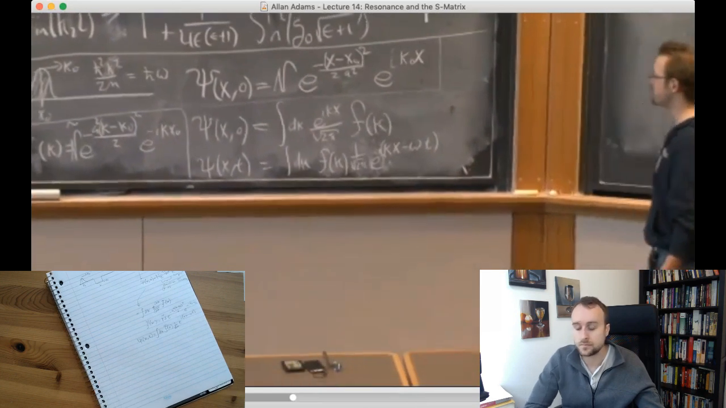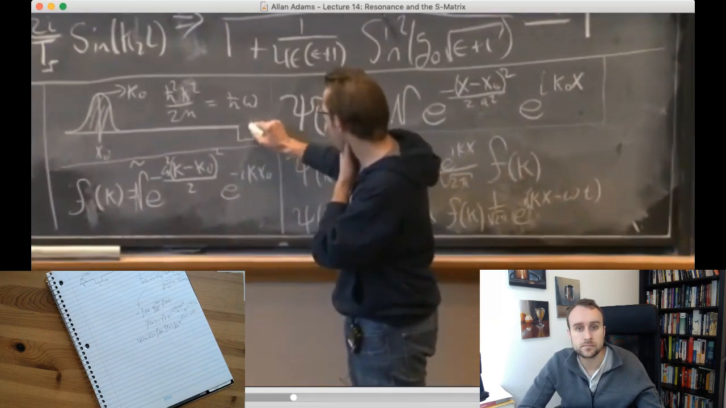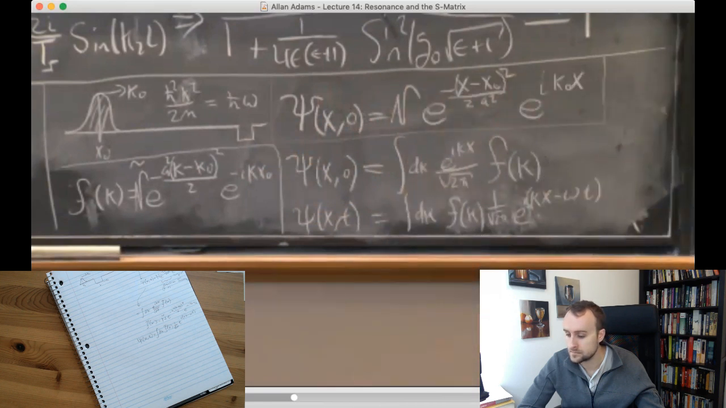So we've done this before. But now what I want to do is take exactly the same system and add, at position 0, a well of depth V naught and width L. How is our story going to change?